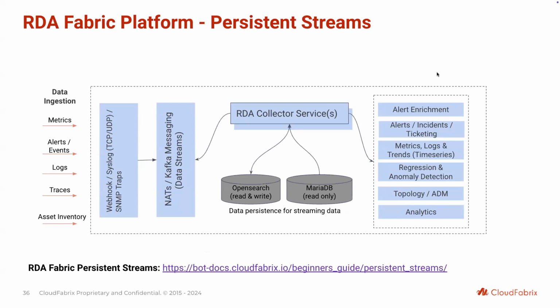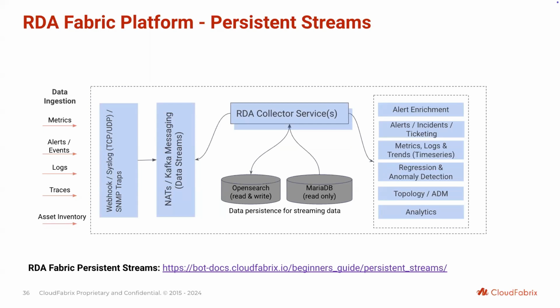So when it comes to persistent streams, how does the data flow work? You have different types of data being ingested into the RDA Fabric platform. You have metrics data, alerts or events data, logs data, traces, and asset inventory data. This data is ingested into streams through either NATS or Kafka messaging bus.